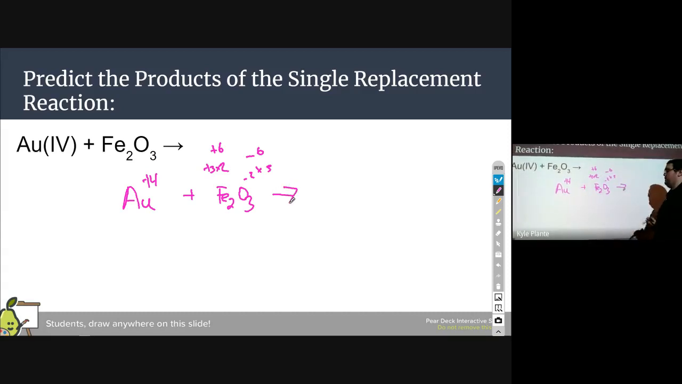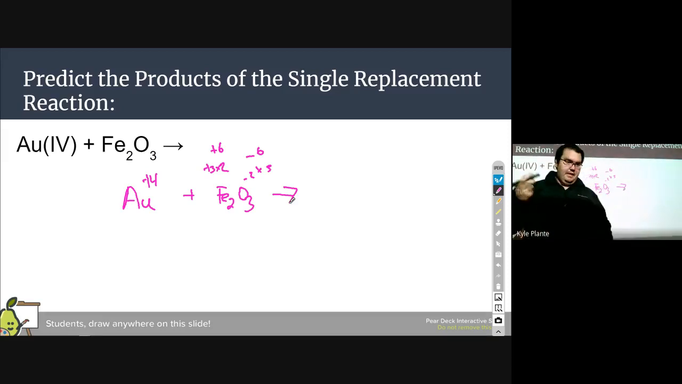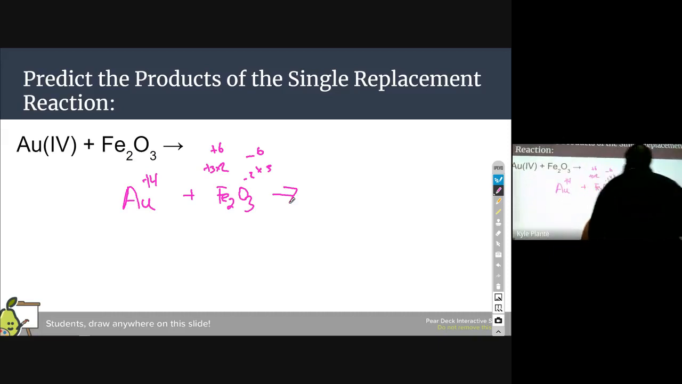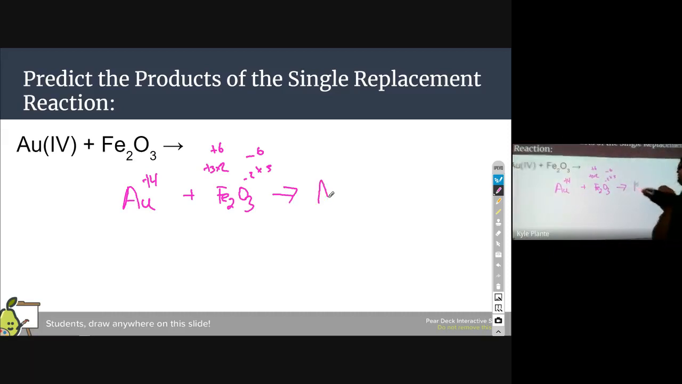And does this reaction occur? So we look at our activity series and we see gold is the very bottom element on there. So gold there's not going to replace iron at all. So we don't even have to predict the products for this one. We can just write no reaction.